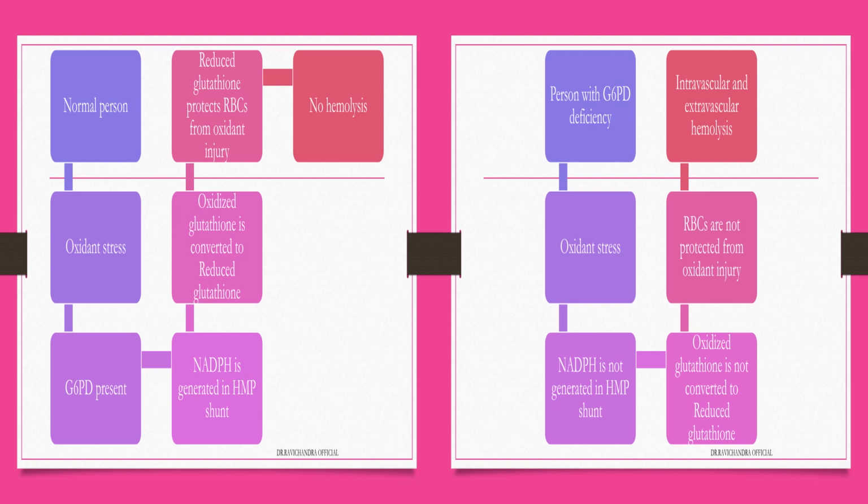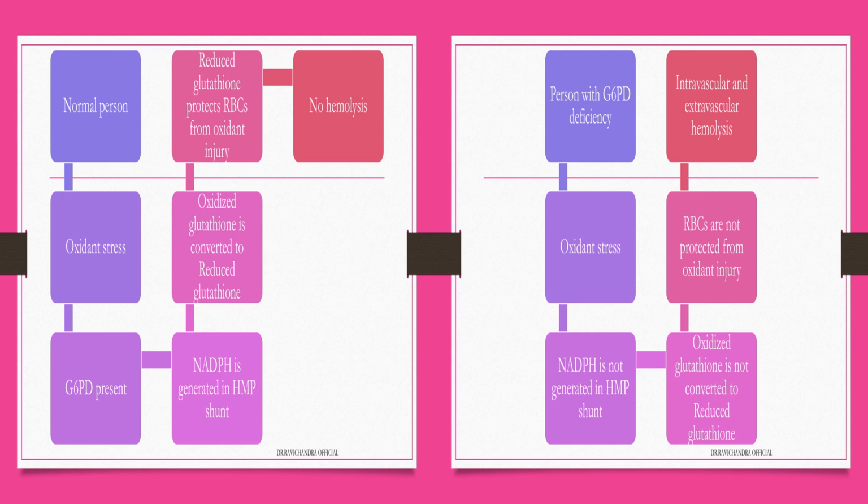So for easy understanding, I made a chart of what is going to happen in a normal person and in a G6PD deficient patient. In a normal person, if there is oxidant stress because of various causes, as there is glucose 6-phosphate dehydrogenase, there will be NADPH generation in the HMP shunt pathway. As a result, the glutathione is reduced, and the reduced glutathione will protect the RBCs from this oxidant injury. As a result, there will be no hemolysis.